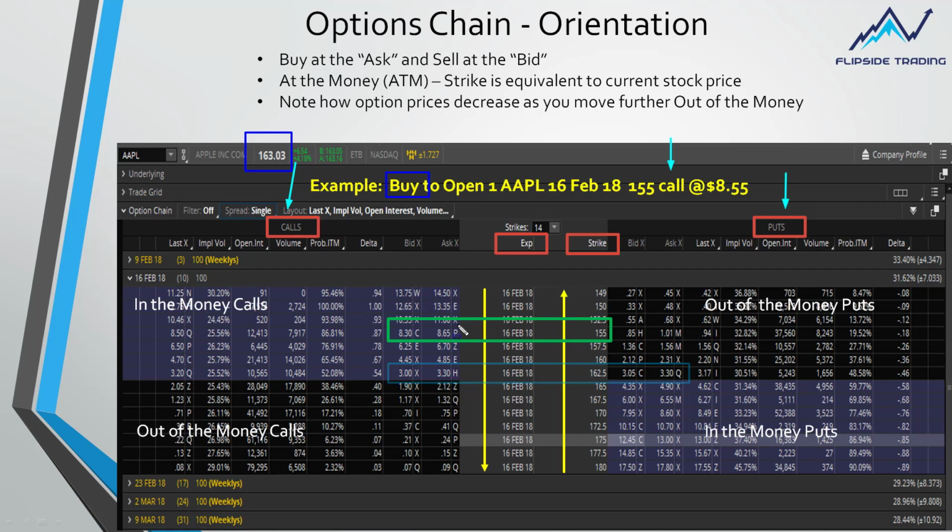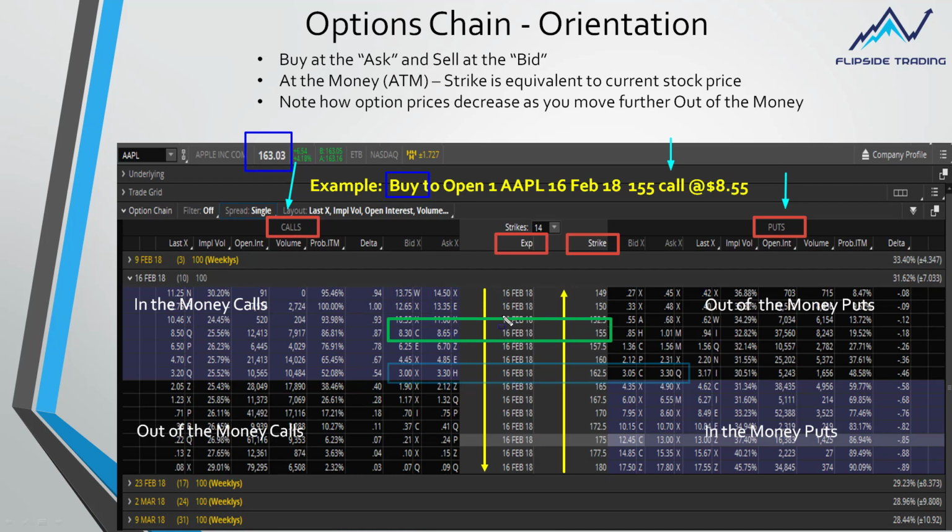So basically what we're doing is offsetting the theta depreciation of this asset when we buy it by buying it further in the money. But notice, the further you go in the money, the more expensive these calls are. So therefore, we kind of balance that out.